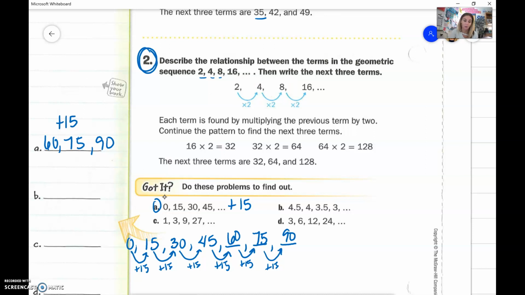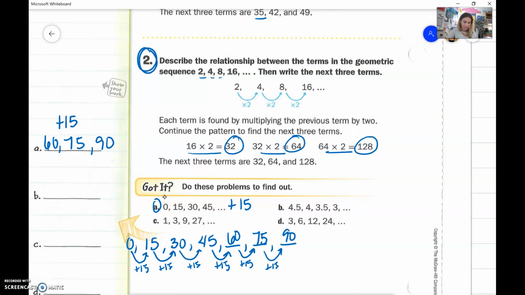So now let's try another way. How do I get from 2 to 4? I can multiply by 2. 4 times 2 is 8. 8 times 2 is 16. And then you're going to see that we're going to multiply by 2 to get my next three terms.